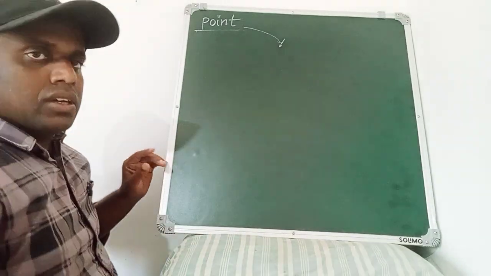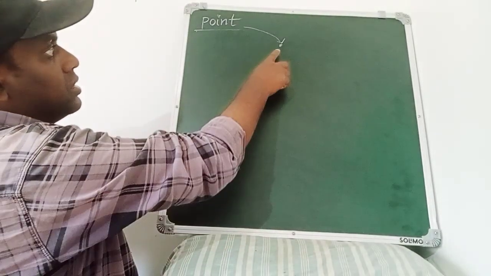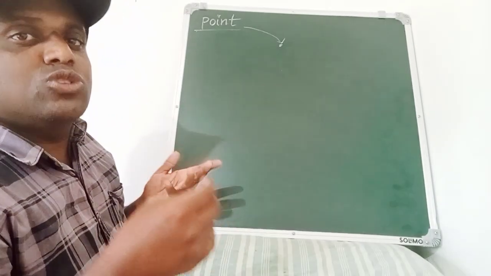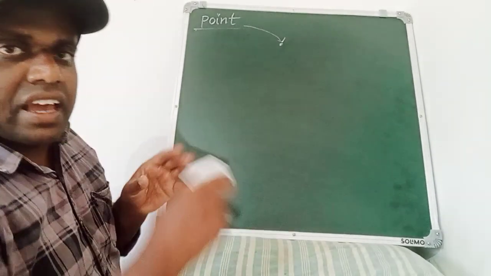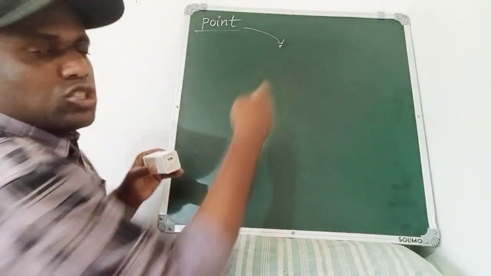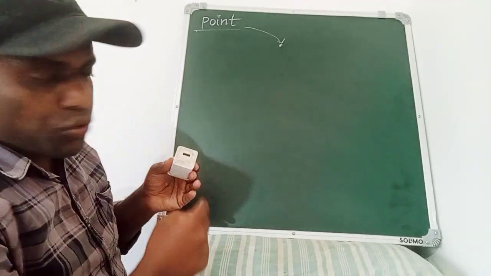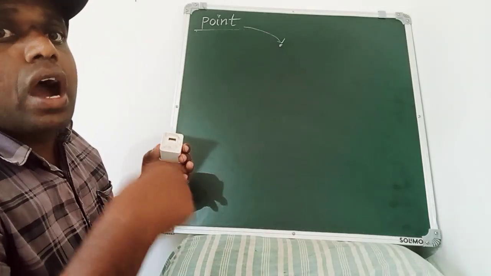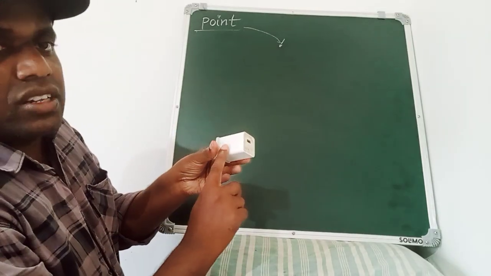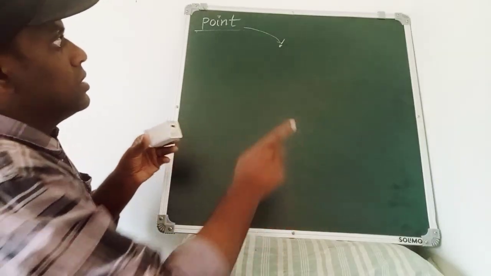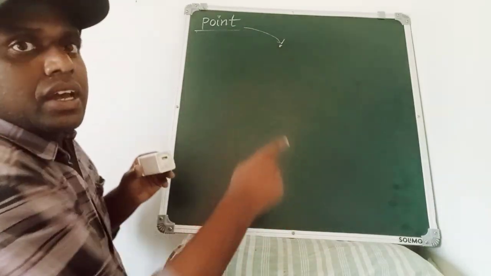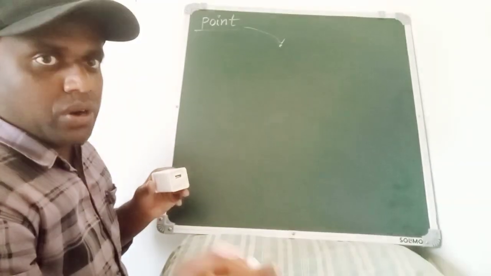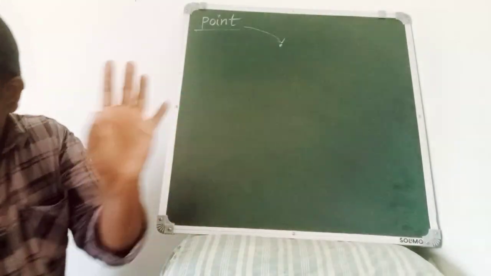Correct? Now remember this point. This point has no length. Like this charger, it has no length, no width, and no height also. The charger has three things: length, width, height. But this point has no length, no width, and no height. You got it right?